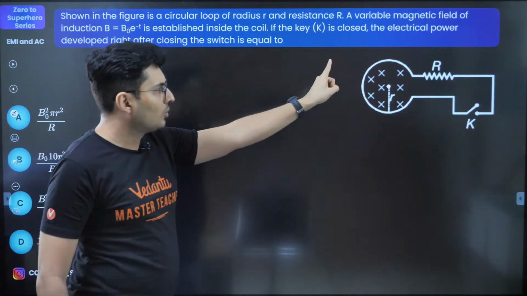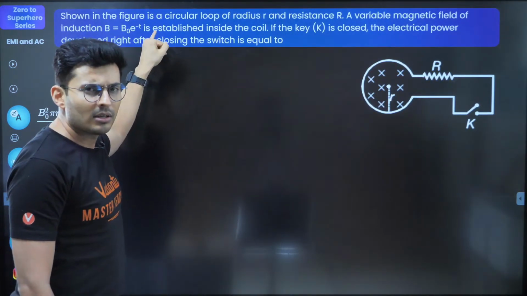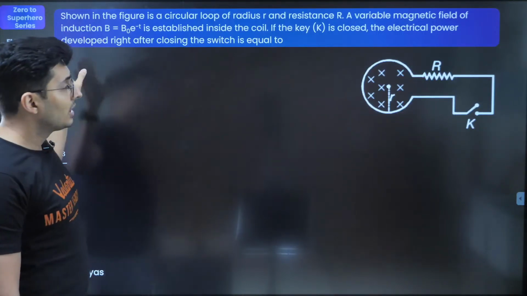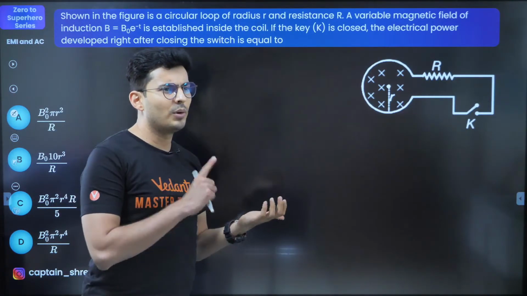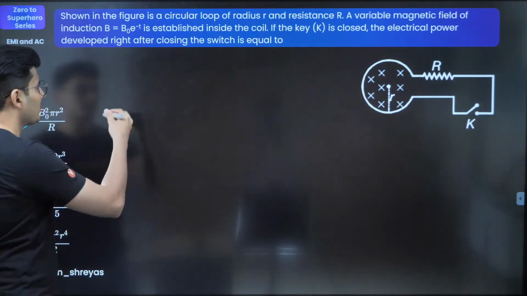There is flux going through the coil and that flux will change because the magnetic field is changing. So in order to find the power, I think I need voltage, and to find voltage I need to use Faraday's law. There is no other option.